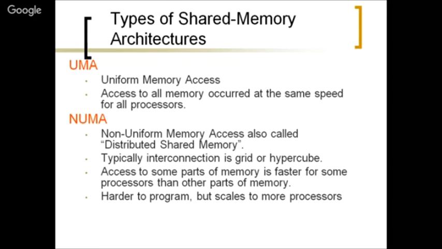Yeah, it's harder to program. But yes, we can scale it to a larger number of processors as compared to UMA. There is a problem with UMA: it assumes each processor has the same access speed, which is not possible in practical cases. That's why we have NUMA. If you go on increasing the processors, the access speed will vary.